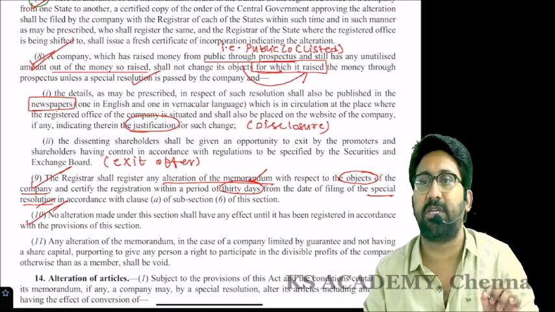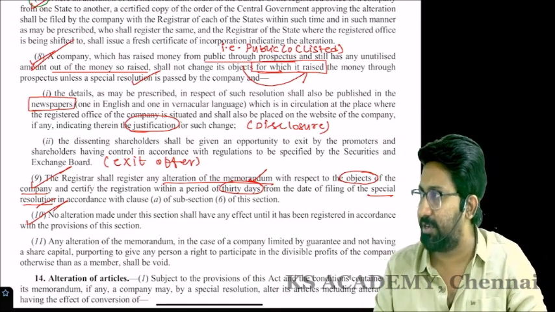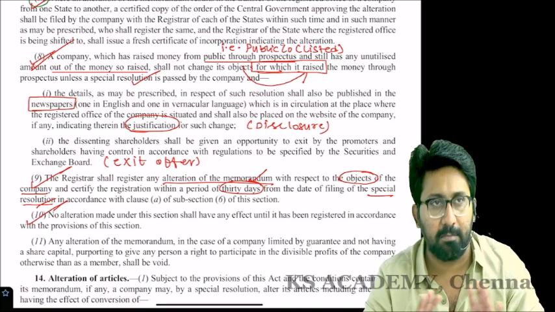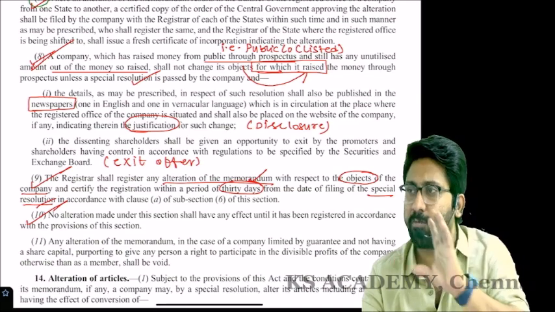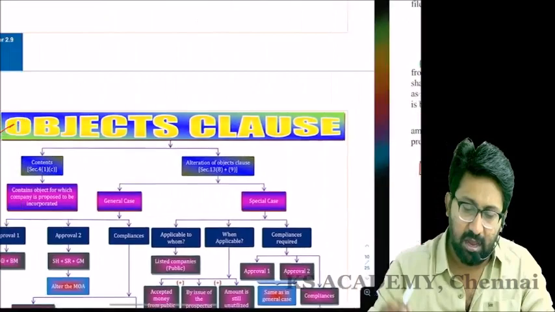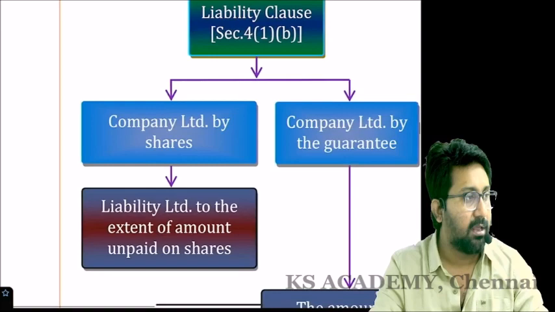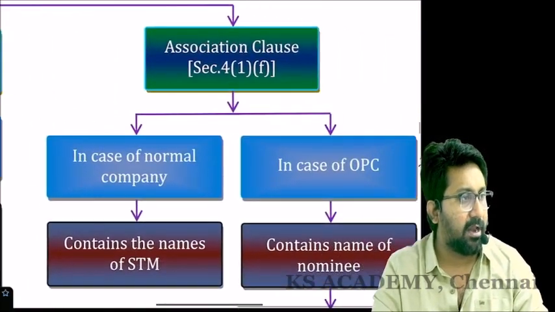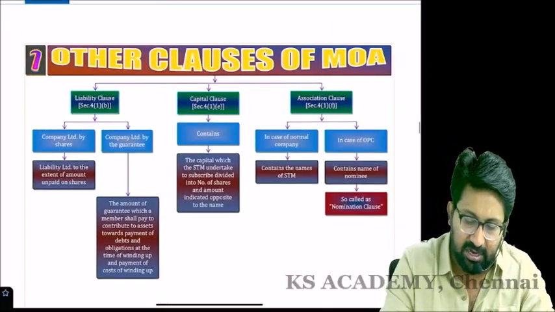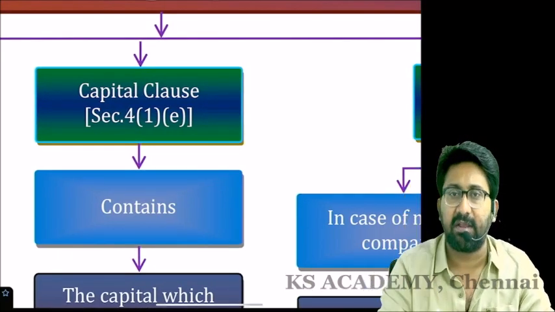Now what we have done is, objects clause means all concepts surrounding the objects clause we completed. Same with situation, same also with the name clause of a memorandum. The big clauses have been completed with this. We will be starting with other small clauses of a memorandum. See here. What are the other clauses of memorandum? Can you please tell? Liability clause, capital clause, association clause. These are the 3 clauses of memorandum. These are all discussed in subsection number 1 of Section number 4.